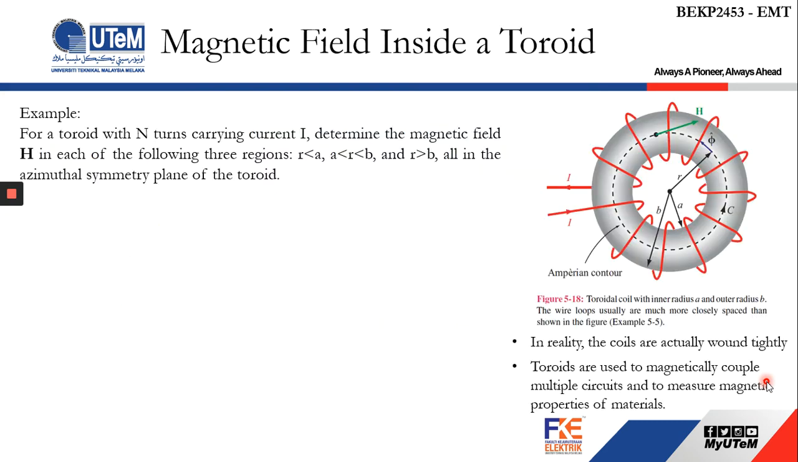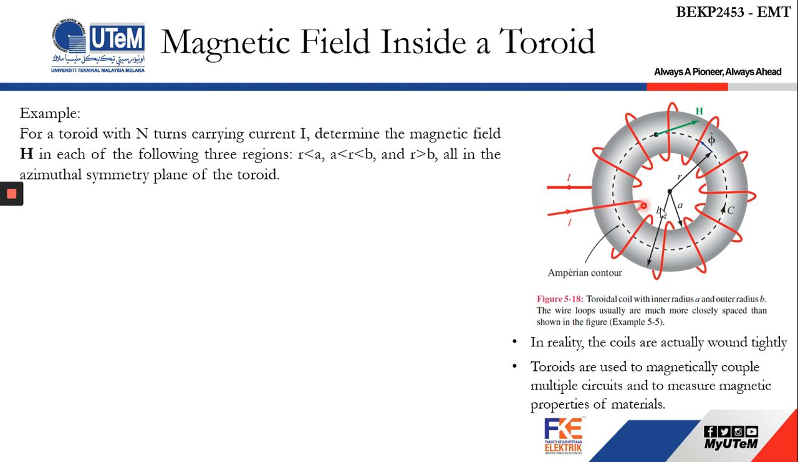Now let's look at the second example, magnetic field inside a toroid. Now what is a toroid? A toroid is actually coils that are wound over usually a magnetic material like iron. In reality, these coils are tightly wound close to each other. But for this figure, we just want to represent and see the direction of current and the magnetic field. Toroids practically are used to magnetically couple multiple circuits and to measure magnetic properties of materials.